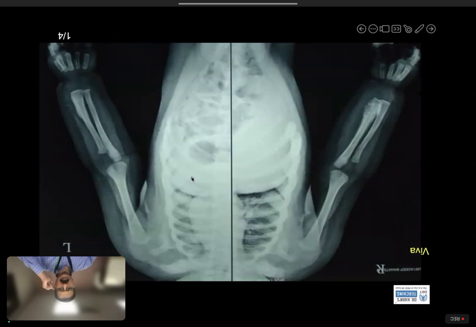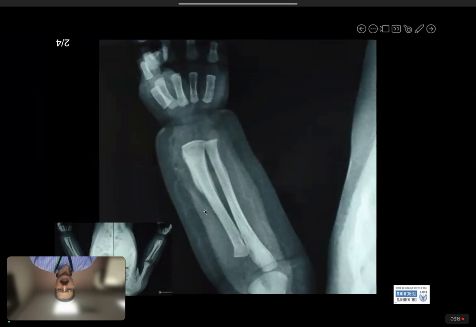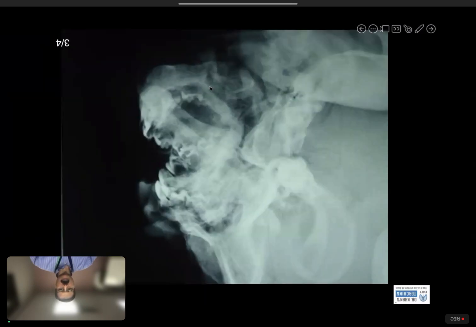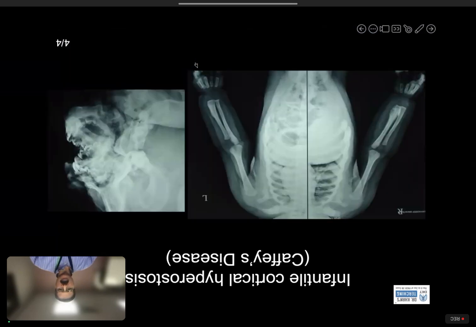And this is another case in which there is periosteal reaction. Look at the clavicle. And this is the periosteal reaction. And look at the mandible, as if from here to here is the thickness of the normal mandible, from here to here is periosteal reaction. You can see how thick it is.